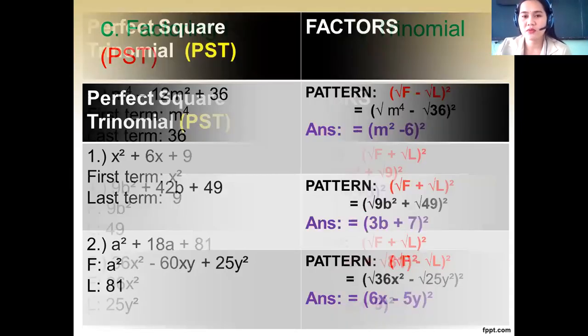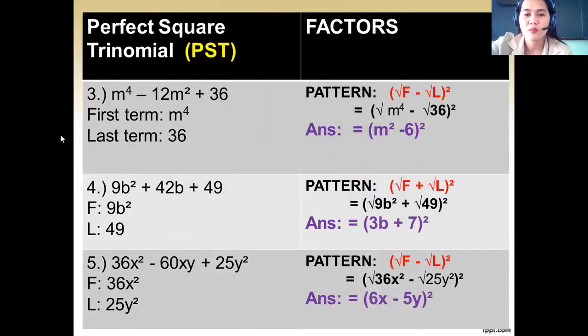Next, we have this also. m to the power of 4 minus 12m squared plus 36. What is the square root of m to the power of 4? That is m squared. And what is the square root of 36? That is 6. So therefore, we have m squared minus 6 squared. Bakit naman? Kasi the sign of the middle term here is negative.